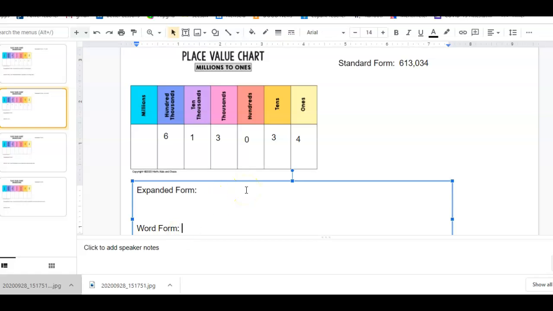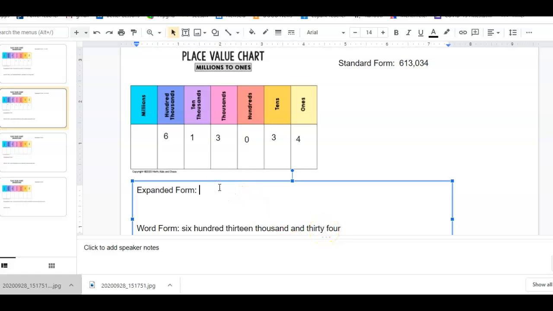So what do we have here? Well, normally when we say it, we say each period together, right? So here we have 613,000. And then what do I have? Just 34, right? There's no hundreds. So 613,000 and 34. In this case, I put the word and between my periods, right? Thousands period, hundreds period.